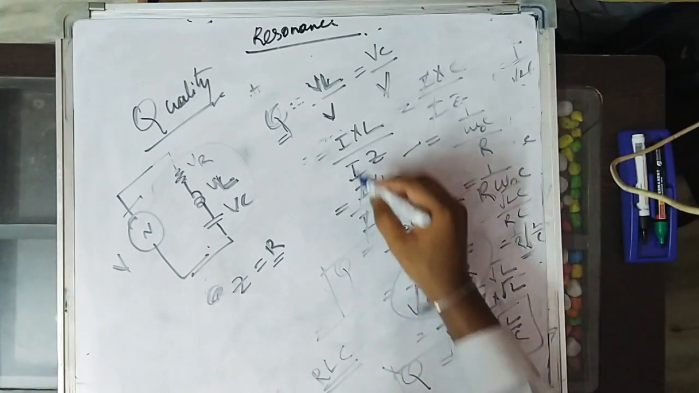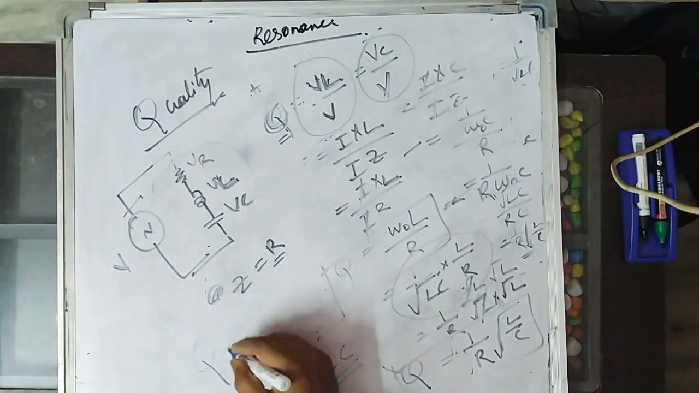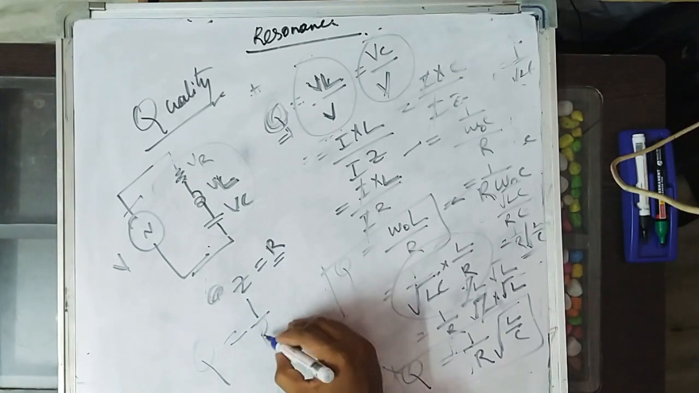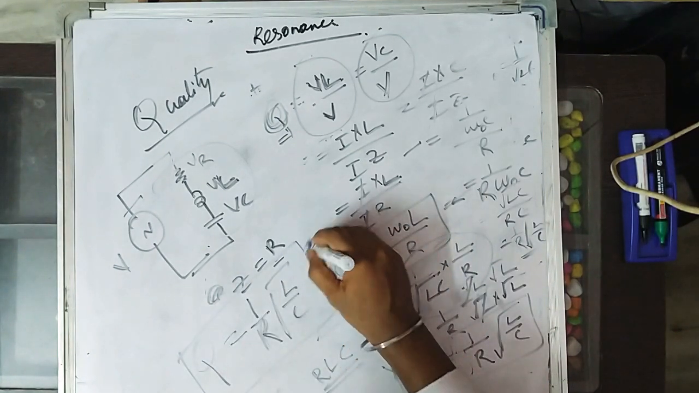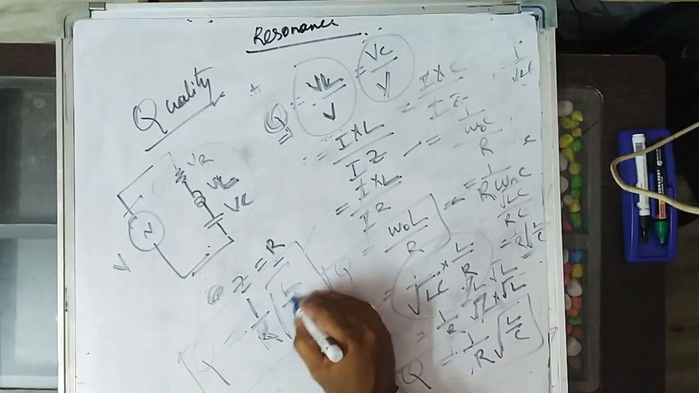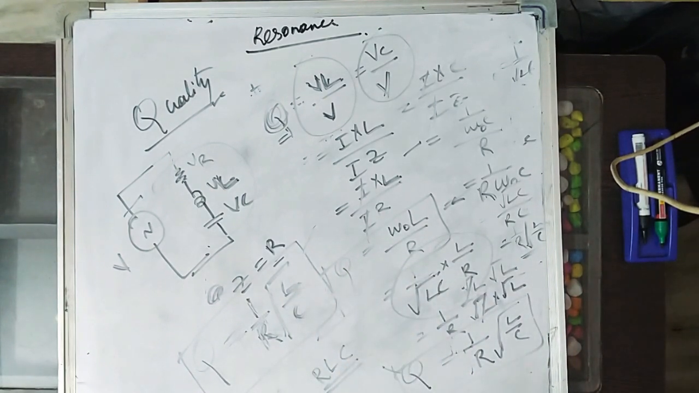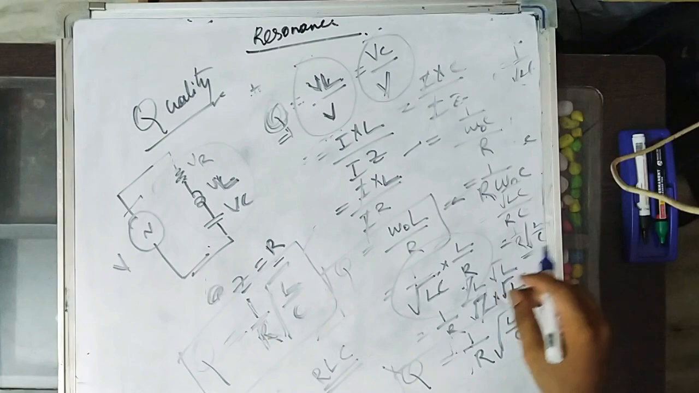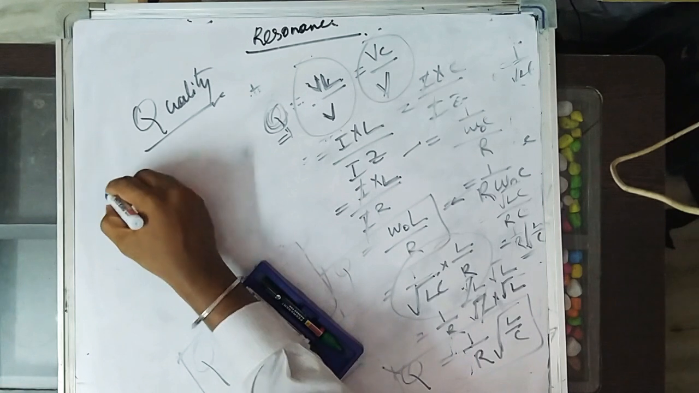So whether you use this formula or this formula, you will get the quality factor of an RLC series circuit as 1 by R into root of L by C. This is a very important formula you need to know at any cost. Grading of any circuit is based on quality factor only. That means you can judge the figure of merit. I am using another word, figure of merit.